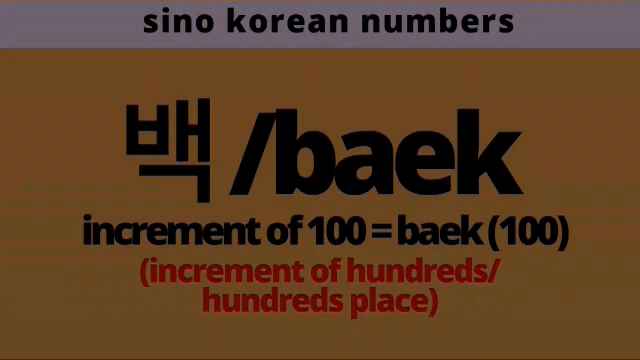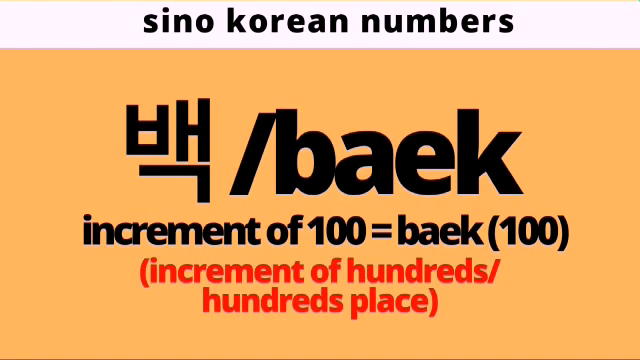If we have increments of 1 and 10, we also have increments of 100 for Sino-Korean. And we call it baek. Baek equals 100. And this can also be used as increments of 100 for numbers higher than 100, such as 200, 300, or 400. In mathematics, this is called the hundreds place.